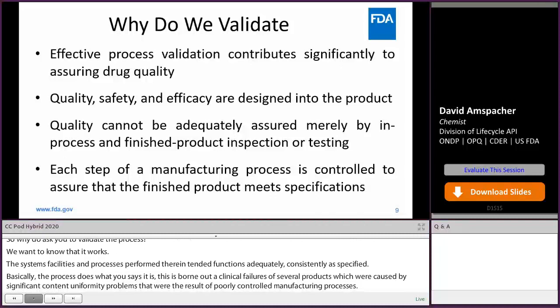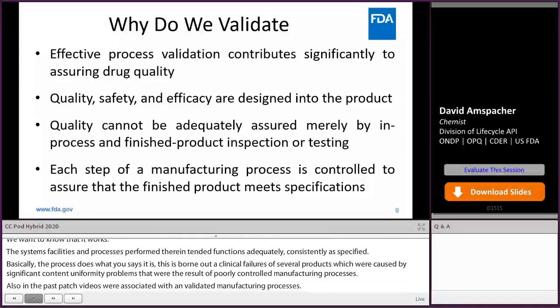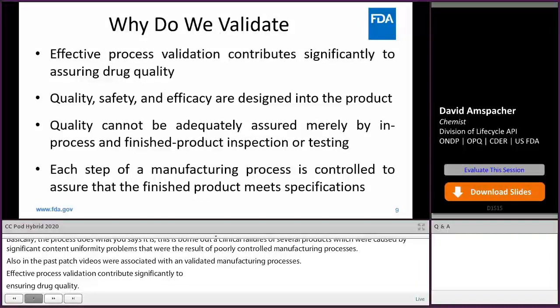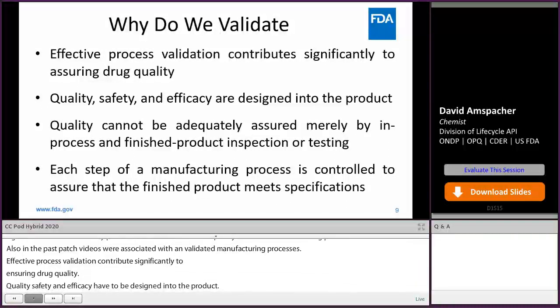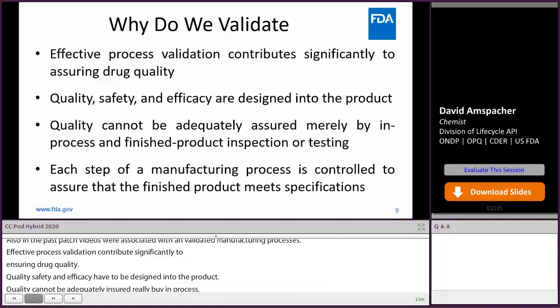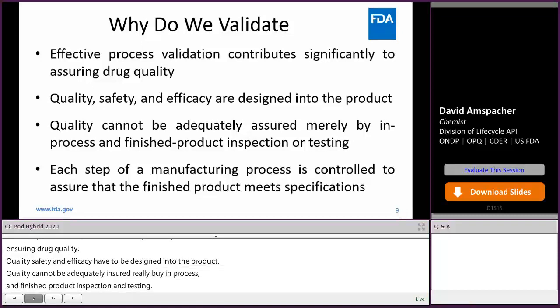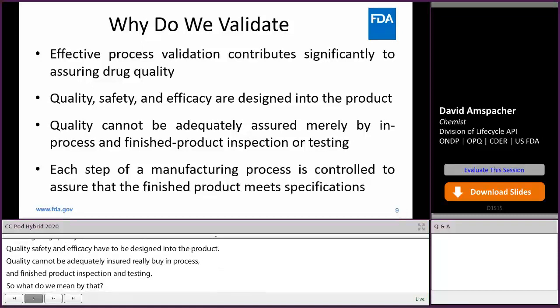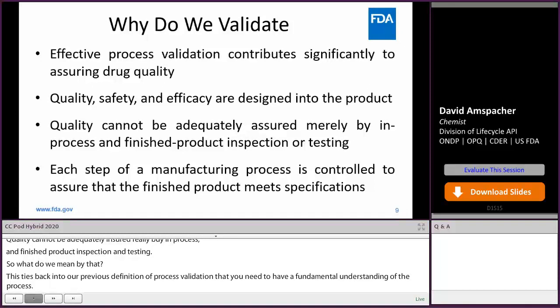Effective process validation contributes significantly to assuring drug quality. Quality, safety, and efficacy have to be designed into the product. Quality cannot be adequately assured merely by in-process and finished product inspection and testing. So what do we mean by that? This ties back into our previous definition of process validation in that you need to have a fundamental understanding of the process. Things like in step 2, if the temperature goes above X degrees, this impurity forms, which is why we monitor the temperature.